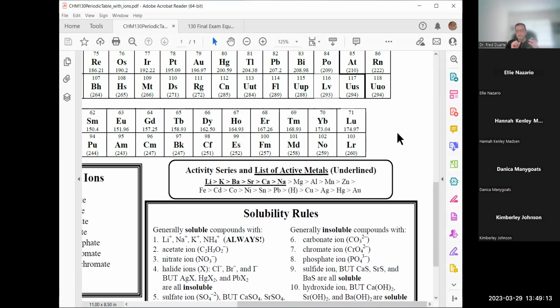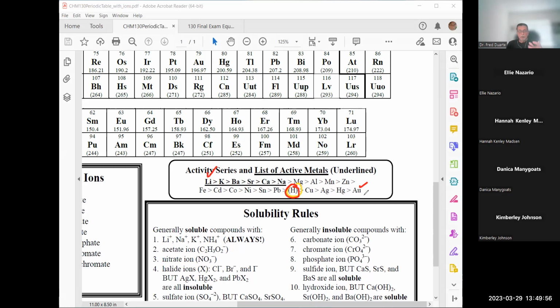This is a relative scale. It is relative to hydrogen, which you'll see there. Hydrogen is given right here. Now, the way you read this is the most reactive metal is lithium. Lithium is at the bottom of the scale. It is more reactive than potassium, more reactive than barium, et cetera, until we get all the way to the end of the scale where we've got gold. Gold is the most unreactive metal there is.